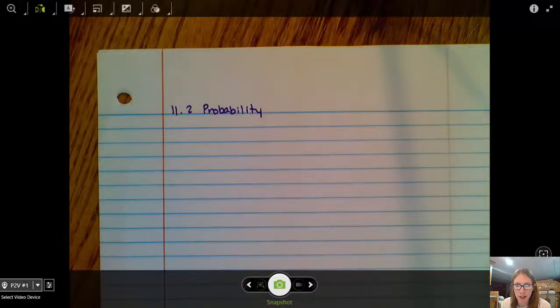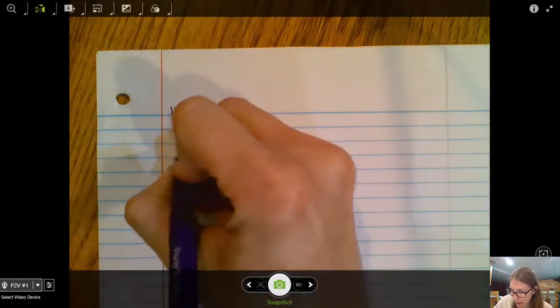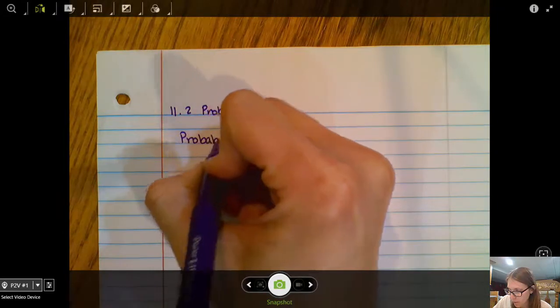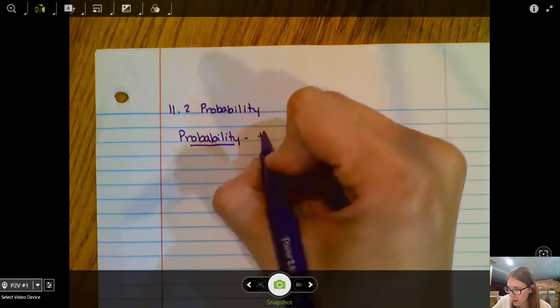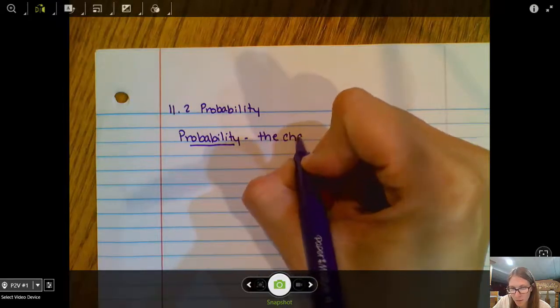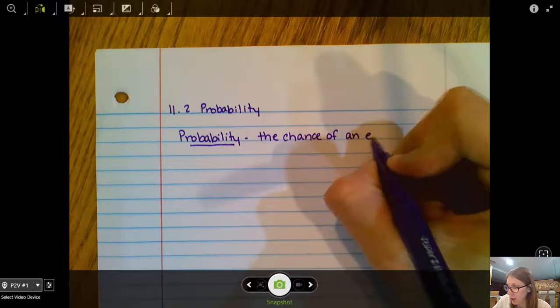Section 2 is where these pieces that we've done so far with permutations and combinations start to come together, and that's with probability. So first of all, a lot of you probably already know what probability is, but here's our definition. Probability is the chance of an event occurring.